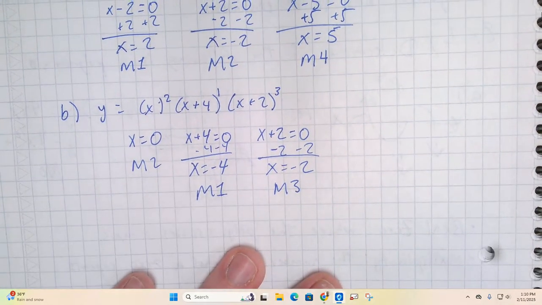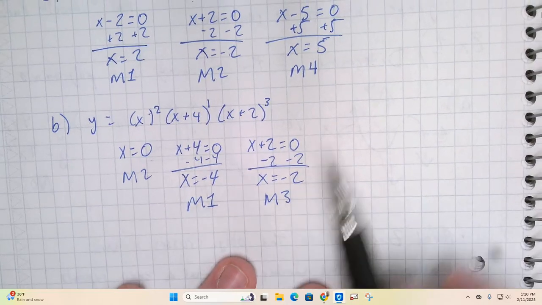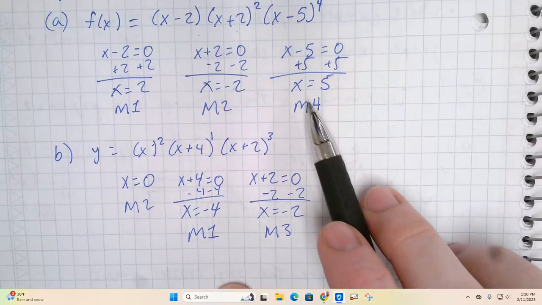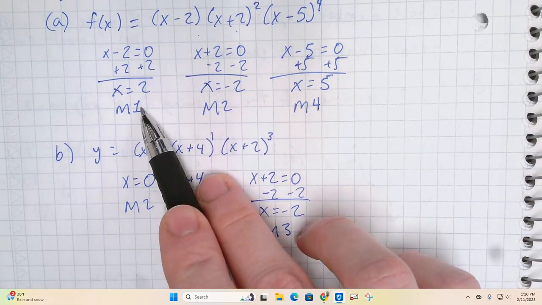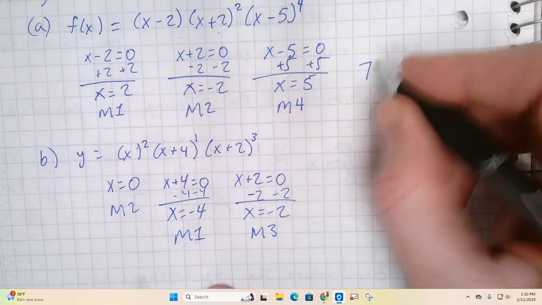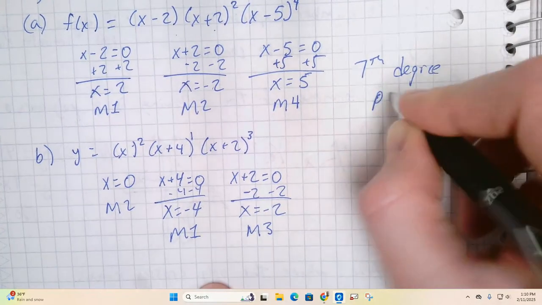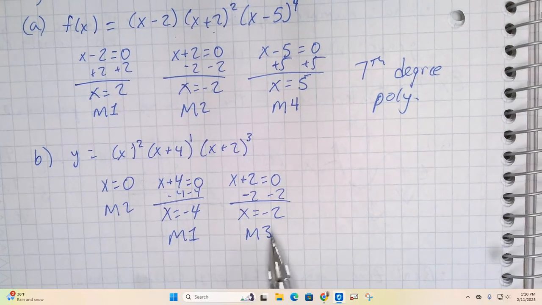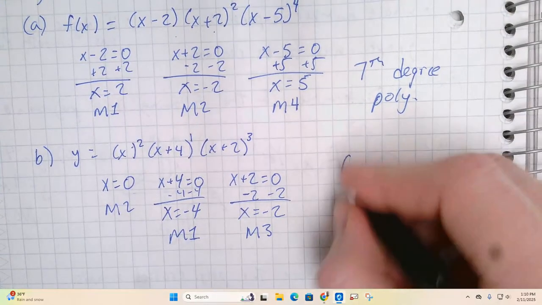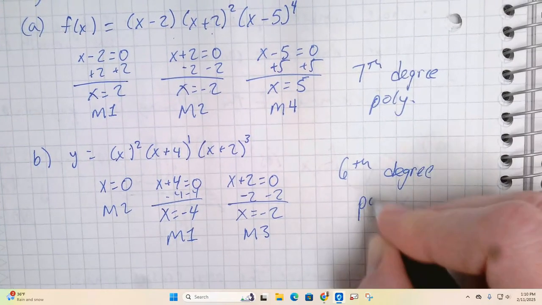I forgot to mention that you can tell the degree on these if you add up your multiplicities. For example, part A, you had a multiplicity of 4, a multiplicity of 2, that's 6 if you add them together, a multiplicity of 1 if you add another one. That would be a 7th degree polynomial. Part B would be 3, 4, 5, 6. Just wanted to point out that you can figure out the degree of the polynomial using the multiplicities.